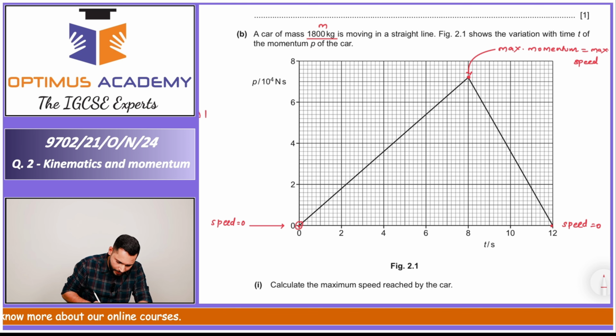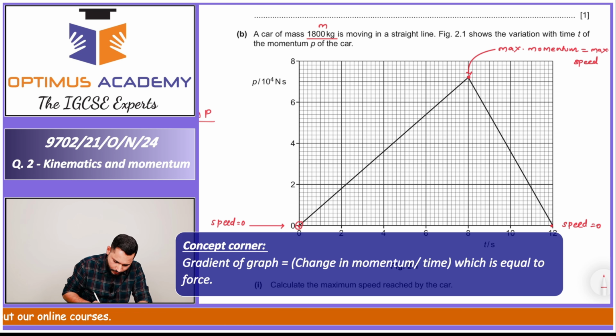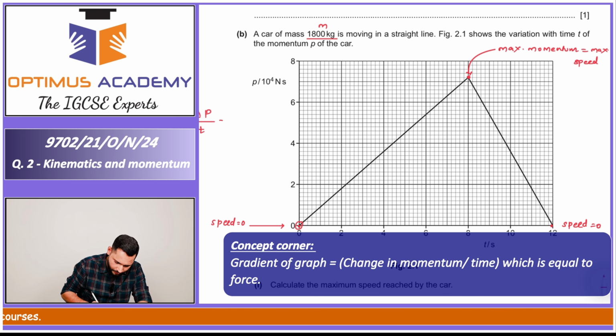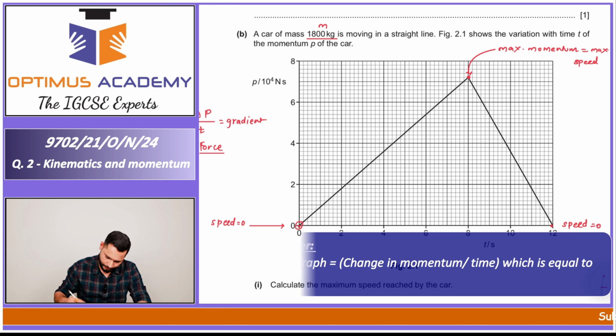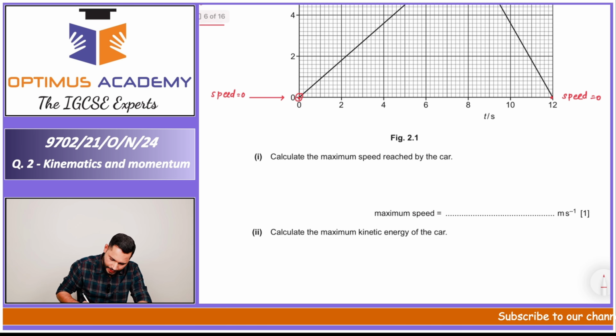If we take any two values and we calculate change in momentum and we divide it by time, we are going to get the gradient of the graph, and this gradient of the graph is also going to be the force acting on the object. Why? Because force is rate of change of momentum, that is change in momentum upon time. First question, calculate the maximum speed reached by the car.